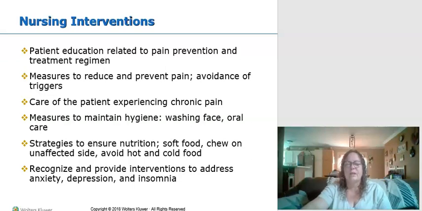Insomnia is huge. We want to make sure that these patients are still being able to sleep. Insomnia makes everything worse. If you're not sleeping, the pain gets worse. It's harder to control. We have less patience to deal with it. So the sleep-rest pattern in all patients is important.